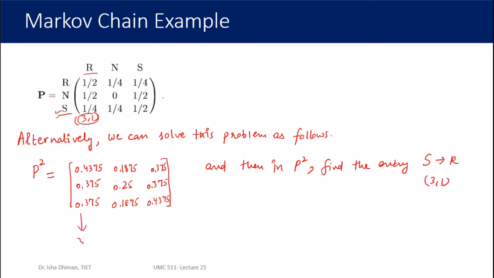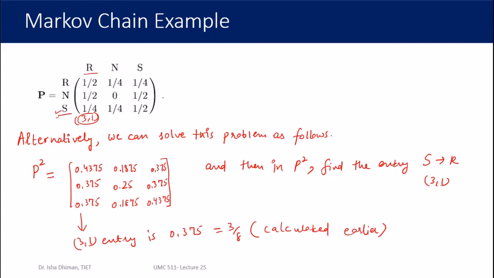And in this matrix, I need to know this 3,1 entry, which is 0.375, which is 3 by 8. And 3 by 8 was calculated earlier with the previous technique which I just explained, which gave us the probability 3 by 8. So this way also we are getting the answer 3 by 8, that is 0.375.